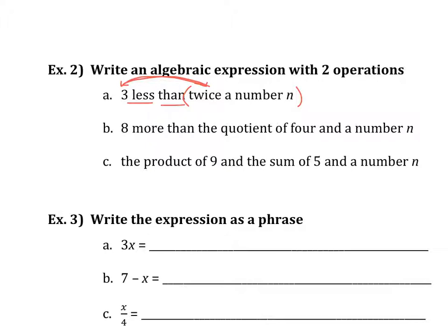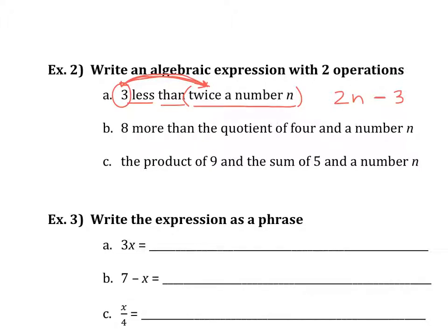Subtraction. So we're going to put a minus sign, okay, and it's 3 less than, so move that 3 to the back. The 3 is going to go behind the minus sign. What does twice a number n look like? What's twice? What number? 2. So twice a number n is basically saying 2 times n. So we're going to make it 2n, and then 2n minus 3 would be the whole expression. That make sense? Okay.